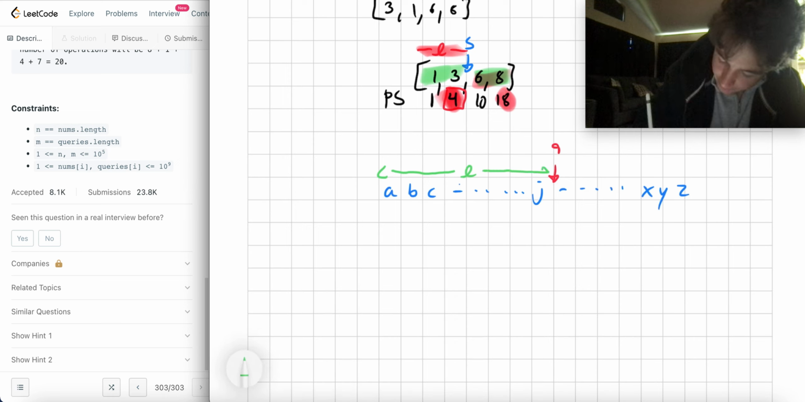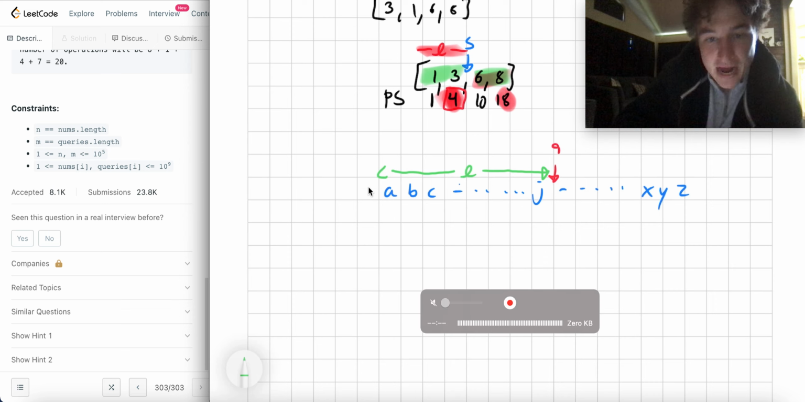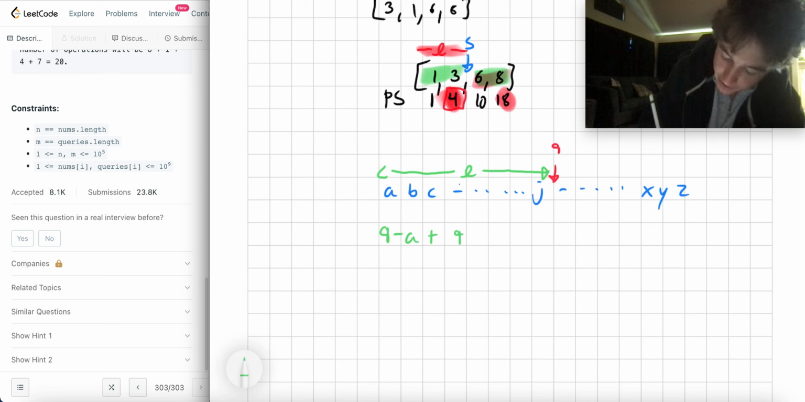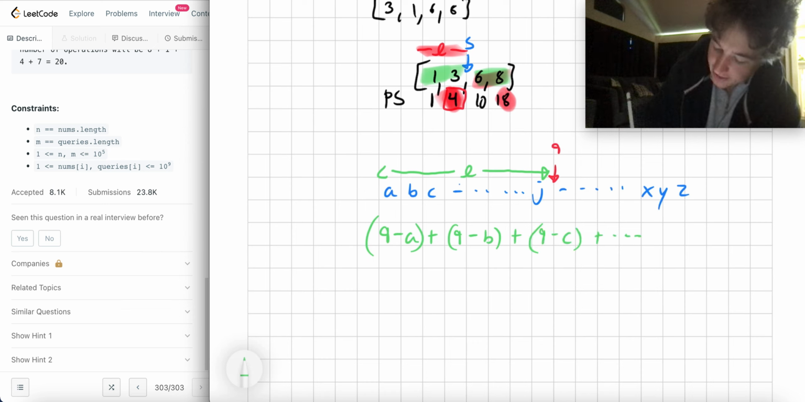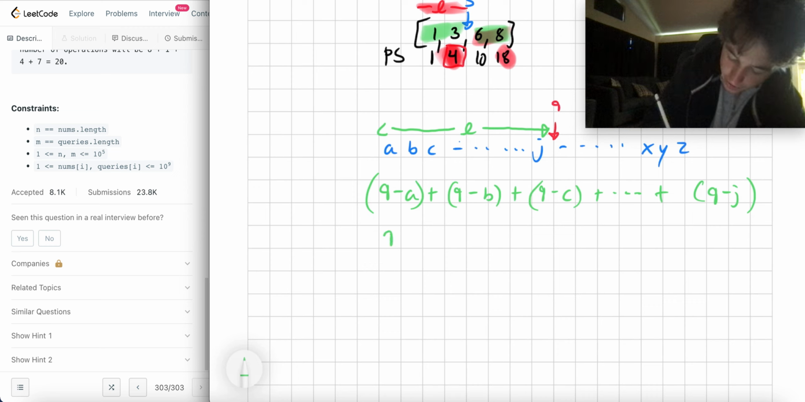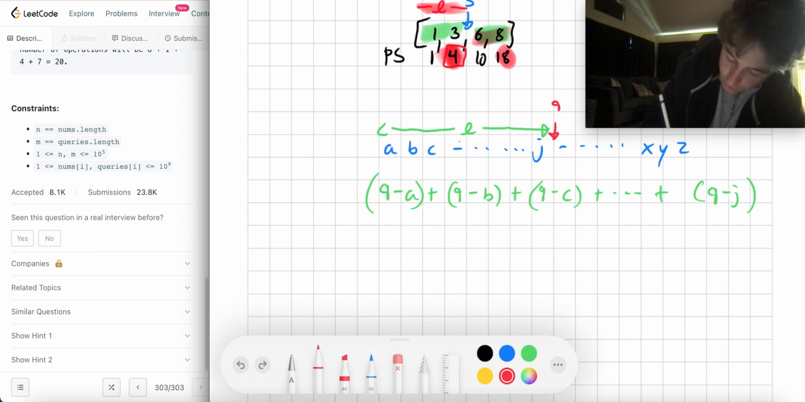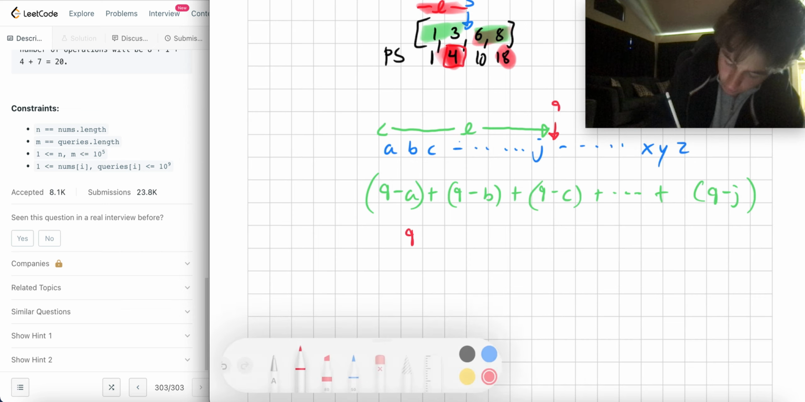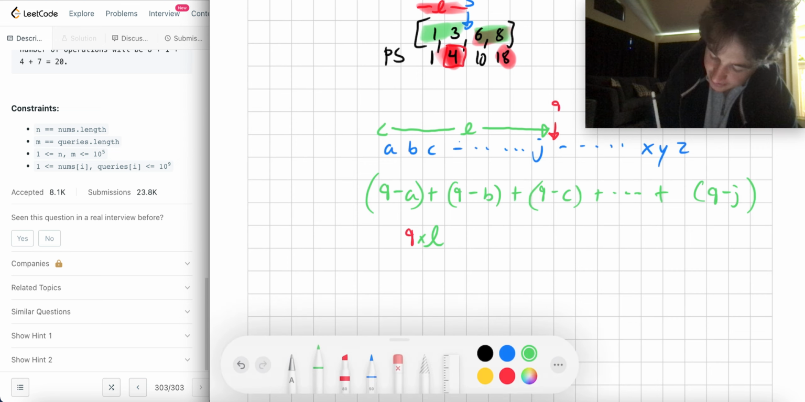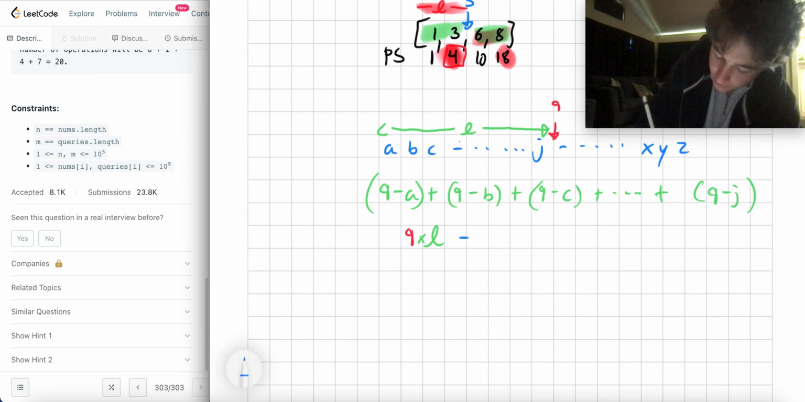From the left, right? And then I'm going to have to subtract L from all these, right? Because what I'm going to really do is query minus A plus query minus B plus query minus C plus dot, dot, dot, plus query minus J. Right, so if we reorder this again, how many elements are there? There's query times L elements. And then what are we subtracting out? We're subtracting out A plus B plus C plus dot, dot, dot, plus J.